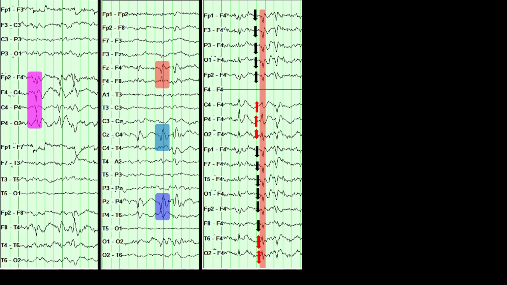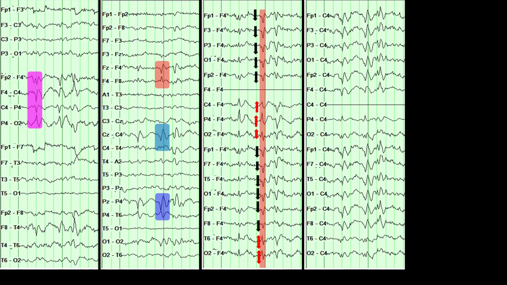As you can see, not all the arrows go in the same direction. This implies that F4 is not the maximum. And also notice that the largest relative negative potential is P4. Now I will continue the process by considering if C4 is the maximum.